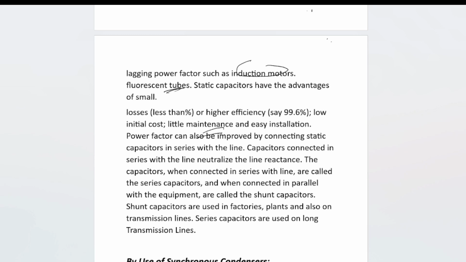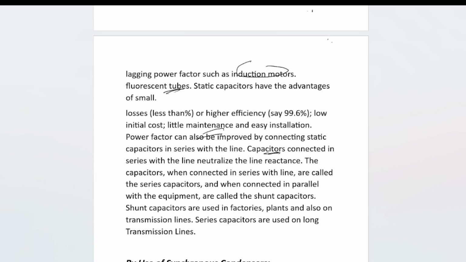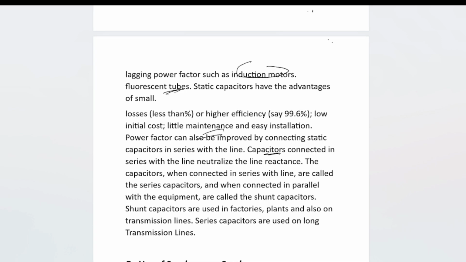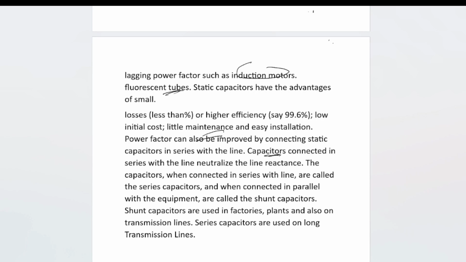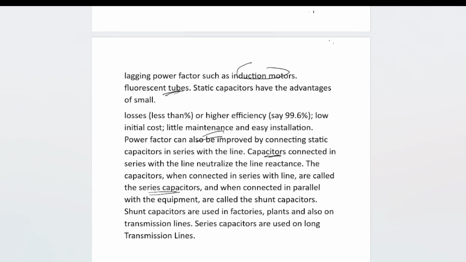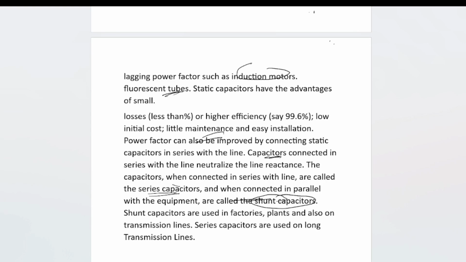Power factor can also be improved by connecting a static capacitor in series with the line. A capacitor connected in series with the line neutralizes the line reactance. Once again, this is an important line: capacitors connected in series with the line are called series capacitors, and when connected in parallel with the equipment they are called shunt capacitors. This is the main point: shunt capacitor and series capacitor.